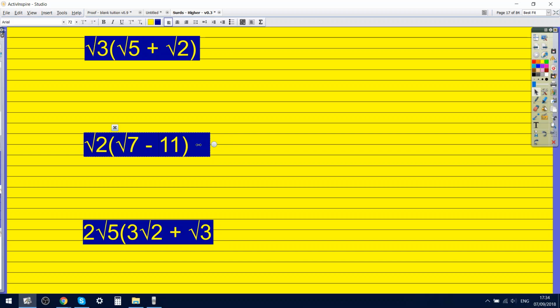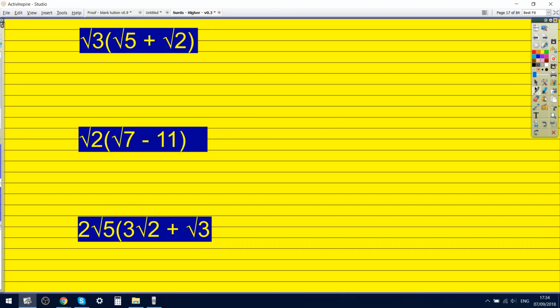I have no idea how to start this. So just think about the normal way. So outside times first, outside times second. So 3 times 2 is 6. Okay, so root 3 times root 2. Root of 3 times root of 2.